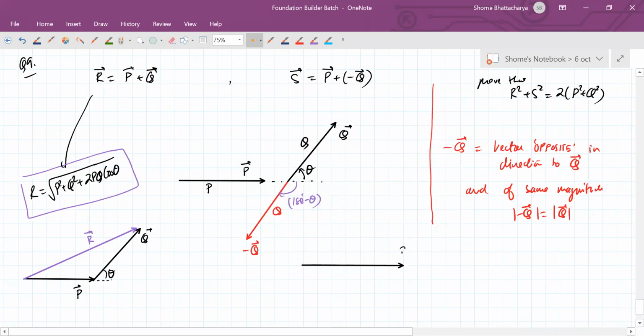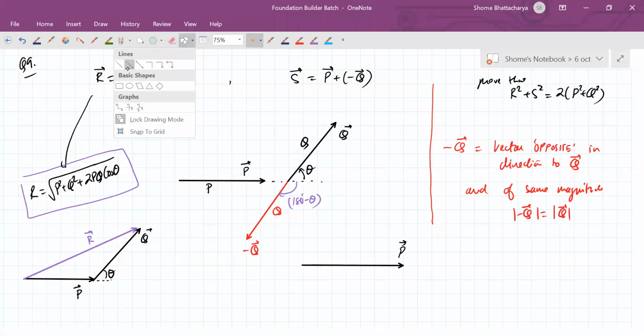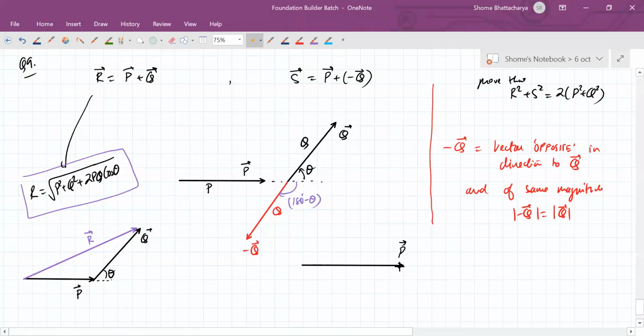Okay, but now to this, instead of adding the vector Q, you are adding the vector minus Q. So we have to construct the vector minus Q consecutively from P, that is, from the head of P we have to draw this vector minus Q. So that will look like this over here.